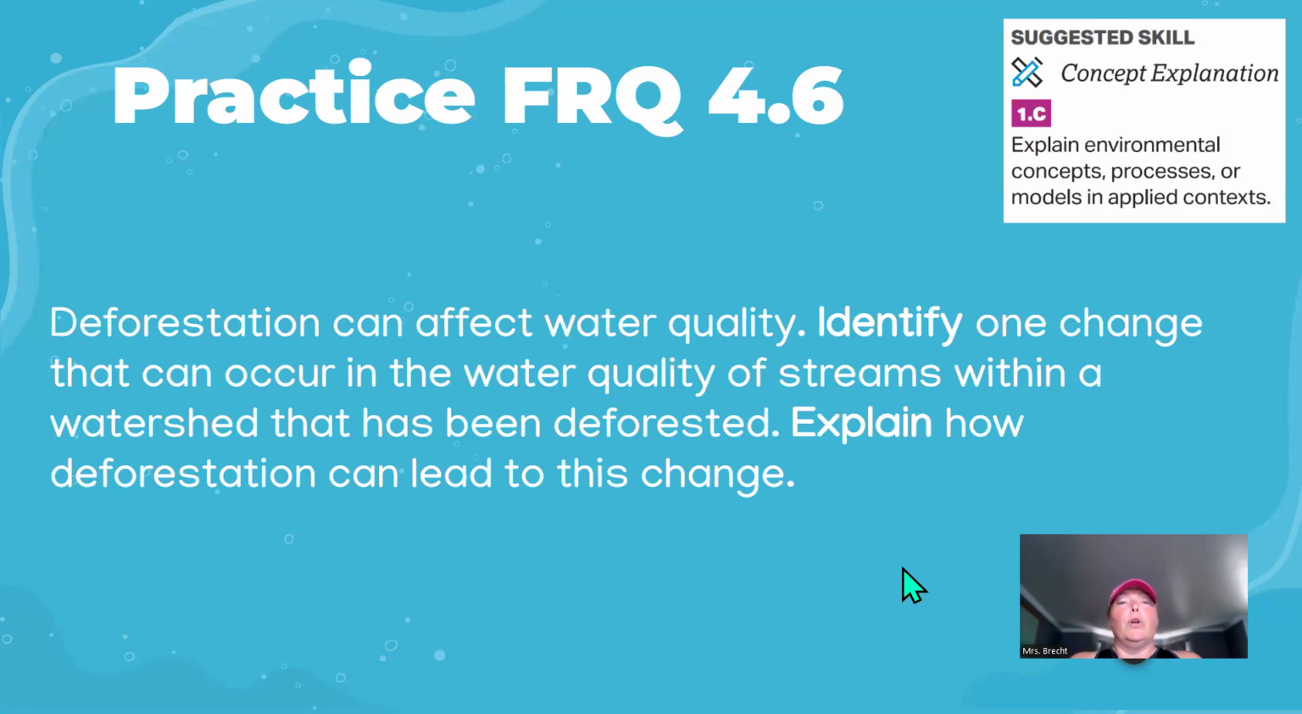Okay, so for your free response question here, the question is: please identify one change that can occur in the water quality of streams within a watershed that has been deforested, and explain how deforestation can lead to this change. Please make sure that you're connecting the change in the water quality directly to the deforestation. If you don't do that, then you're not really answering the question.